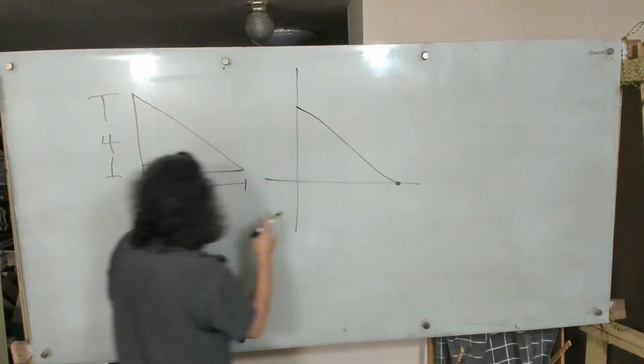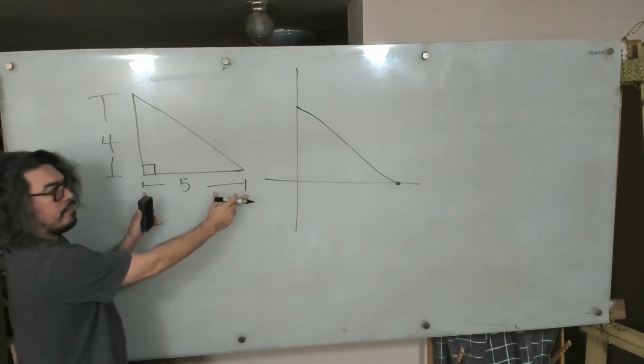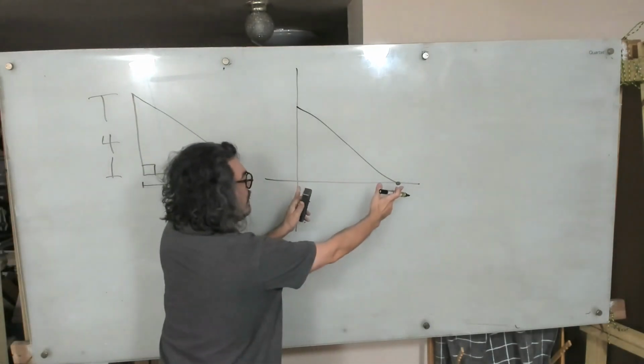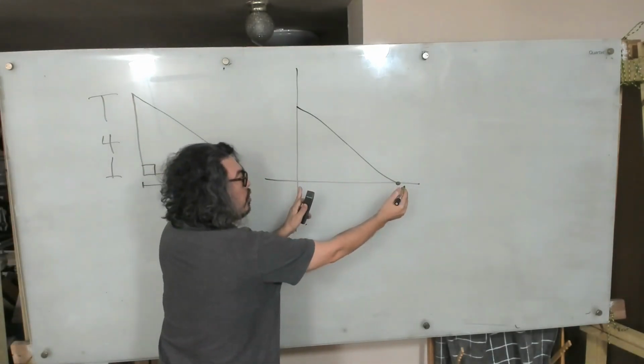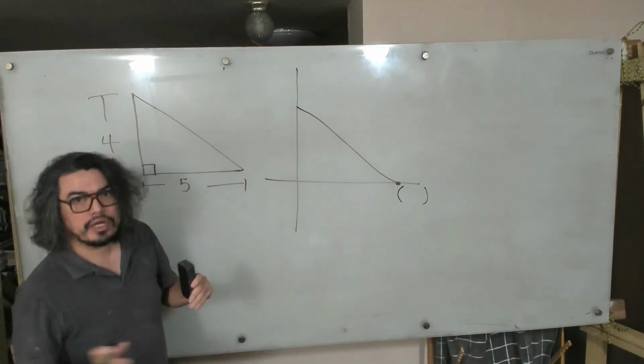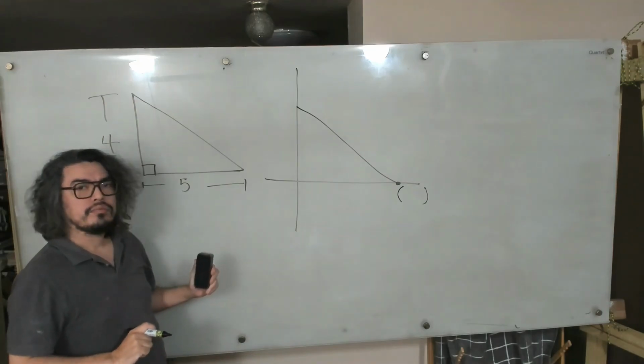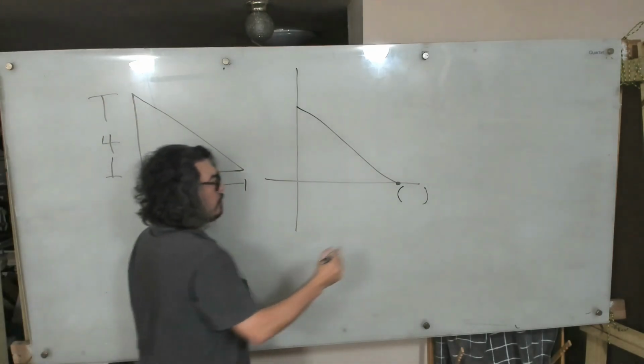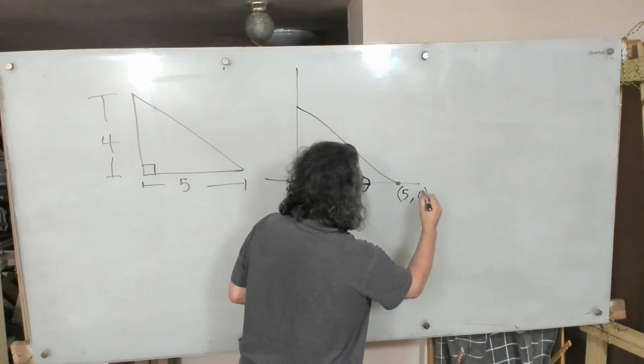So if this length is 5, I want you to notice that this length would have to be 5 also, which would mean that this point, I want you guys to think about what it should be before I tell you. This point should be (5, 0).